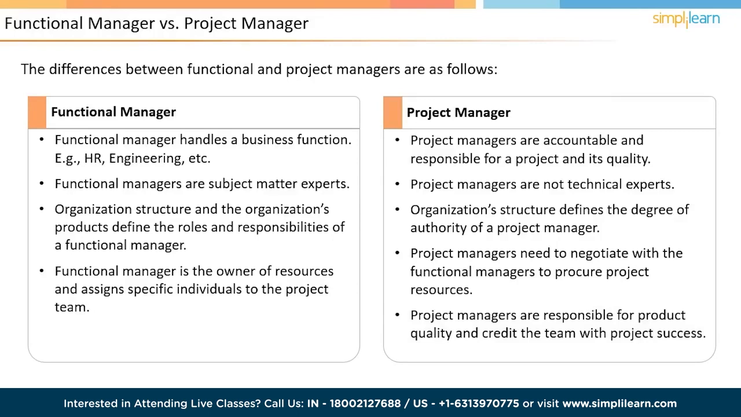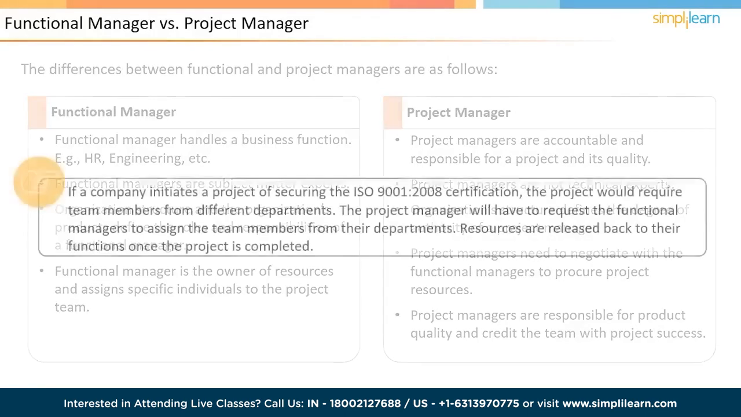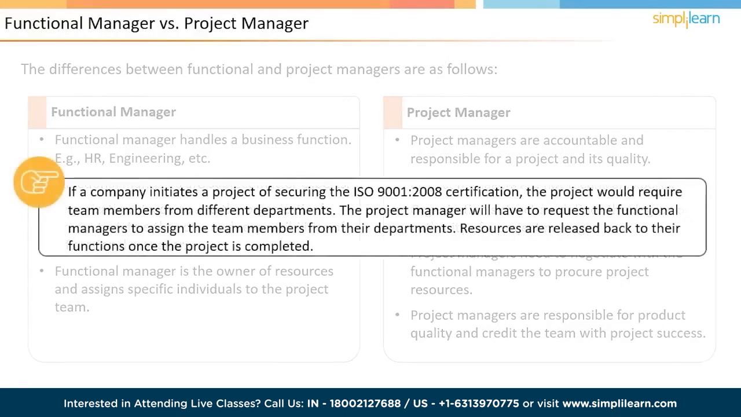Now let us look at an example to understand the roles played by functional and project managers. The CEO of an organization initiates a new project to secure an ISO 9001-2008 certification for the company. Now this project would require team members from each of the company departments, and whoever is the project manager of this project will have to request the functional manager to assign one of their team members to the project. Resources assigned to the project go back to their respective departments once the project is completed.